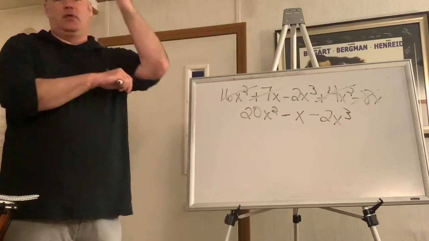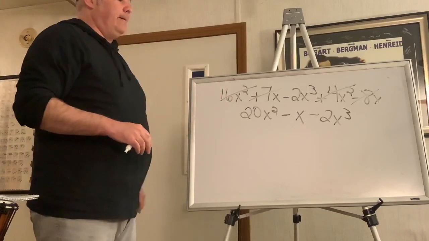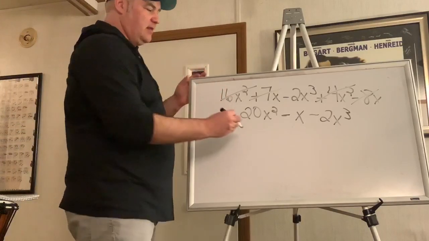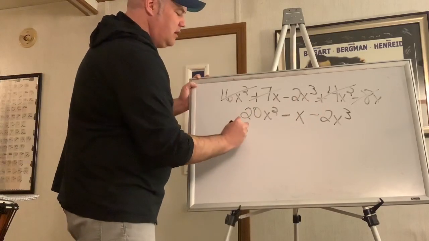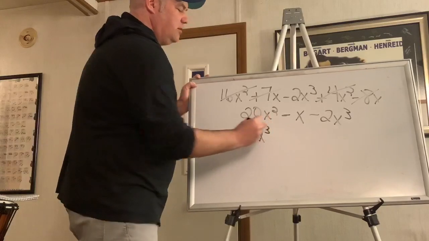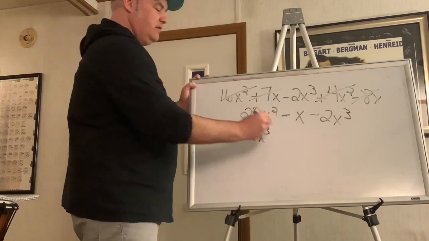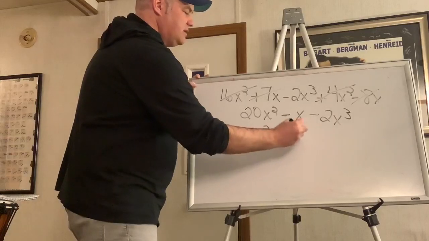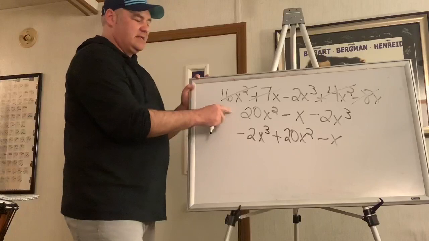You don't have to do that. It does not matter what order these are in. Your answer could be written like this, just as long as you keep the signs the same, meaning this is a negative. So if you start with the 2x cubed, and then you put the x squared, and that's a positive, so it needs a plus sign since it's in the middle now, and then you end with your negative x, that's the same answer as that.